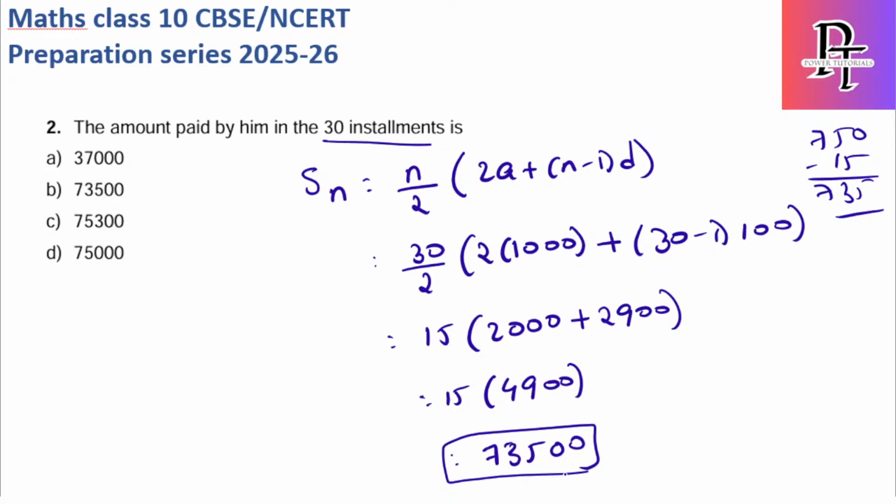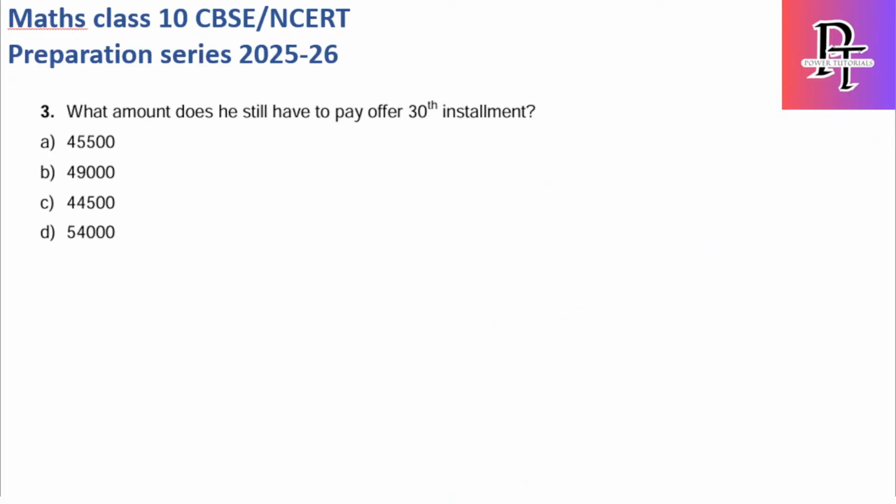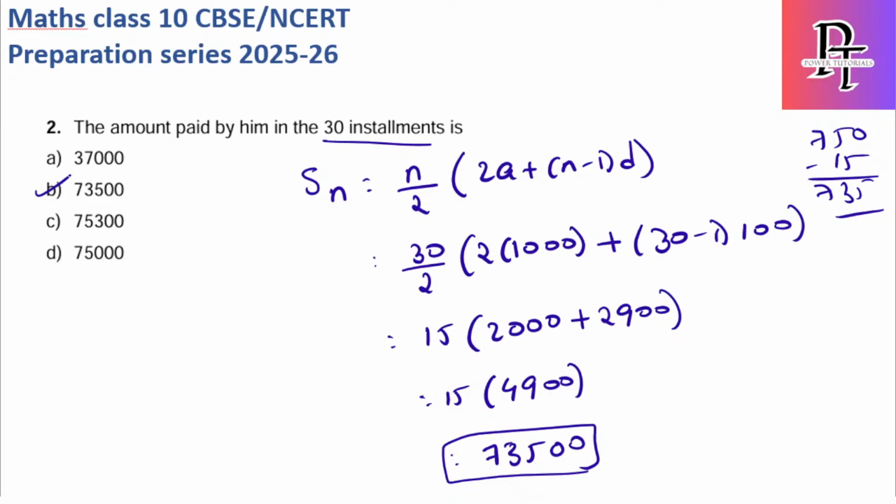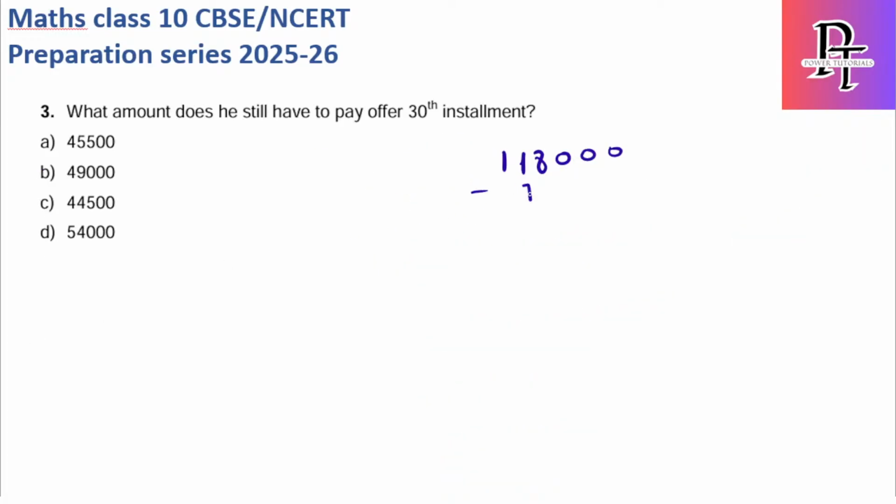He is paying 73,500 by completing 30 installments. Okay. How much amount does he still have to pay after the 30th installment? So 30 installments are already paid. The total amount is 1,18,000, which he has to pay. Until the 30th installment he has paid 73,500. So simply subtract these two. 0, 0, 5. This becomes 7 minus 3, 4. 11 minus 7 is 4. So he still has to pay 44,500.